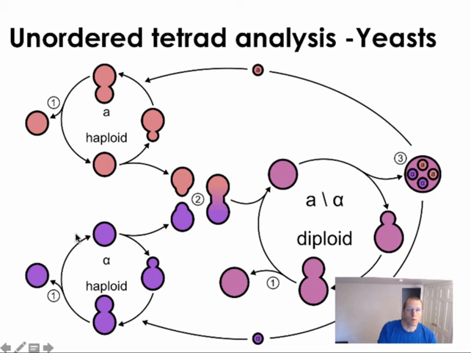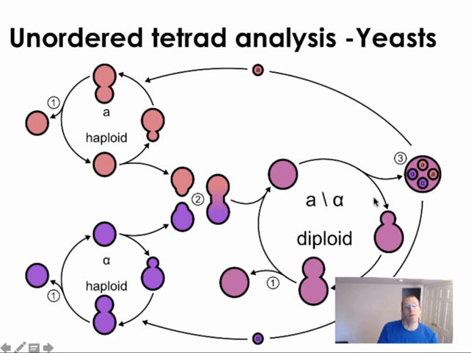It will cycle, it will go through mitosis, it will go through G1, S, G2, mitosis, and it will just divide in the environment or in a flask in the lab as a haploid. And so these are the two mating types. Now, if you mix the two mating types together, they will fuse. So the A and the alpha fuse together, and you get a diploid.